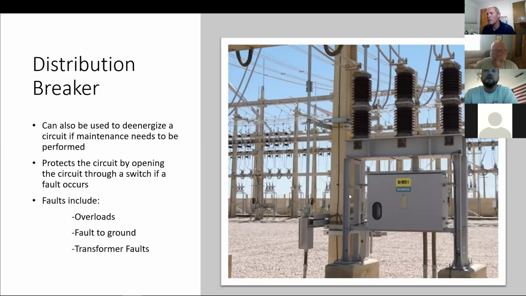Then we've got a distribution breaker. It can be used to de-energize a circuit if maintenance needs to be performed. It protects the circuit by opening the circuit through a switch if a fault occurs. Faults include overloads, faults to ground, and transformer faults. Correct, or some of the faults.